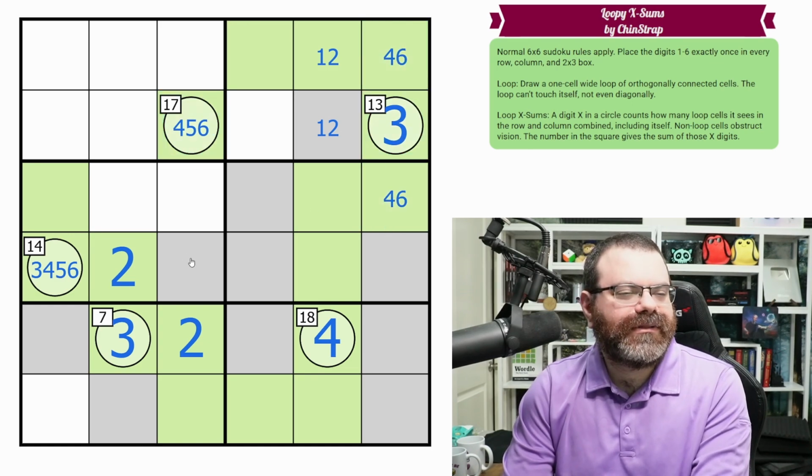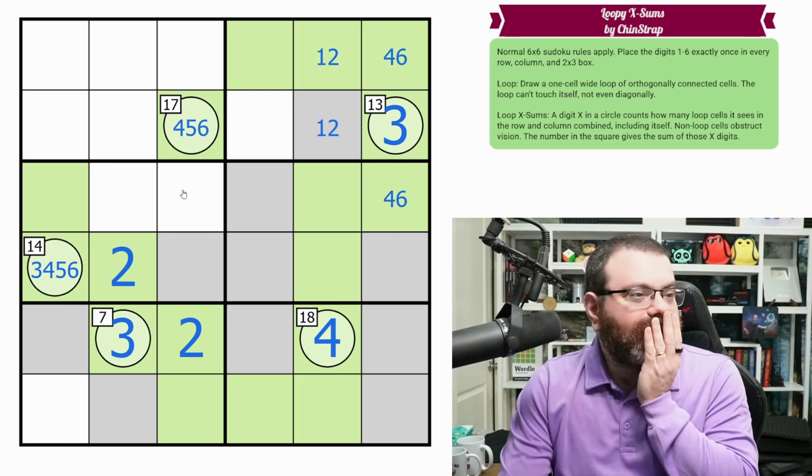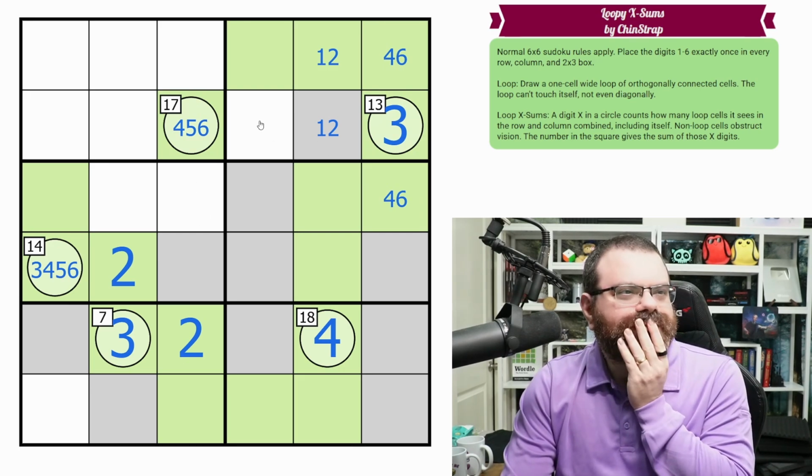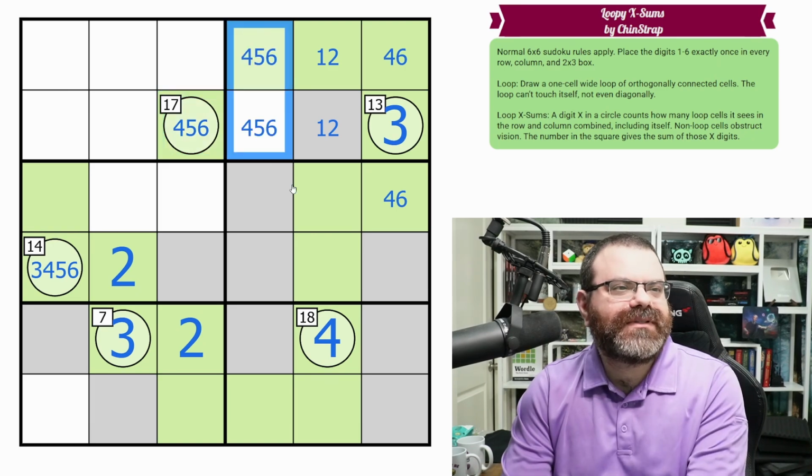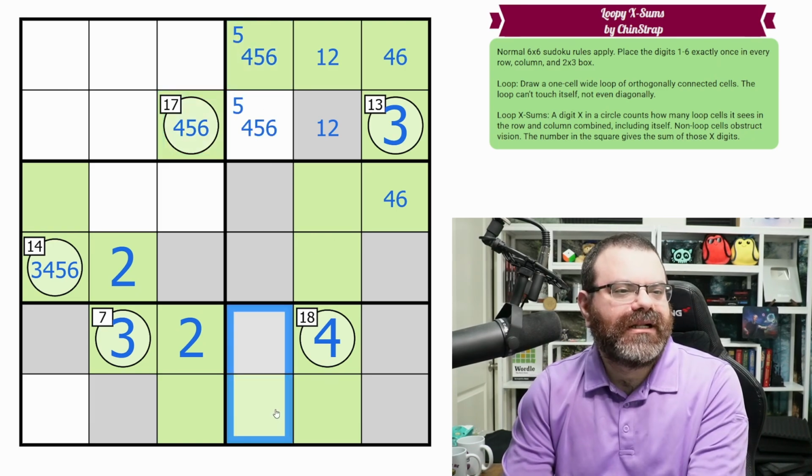Okay, that's not a 3. Nice progress. This connects to here or like that. I don't know which way. This is 4, 5, 6. 5's in one of these 2.